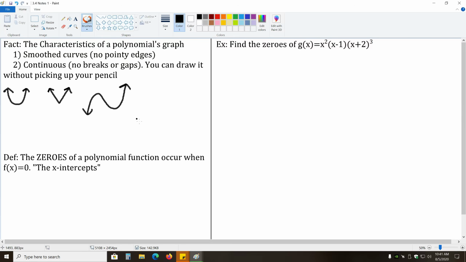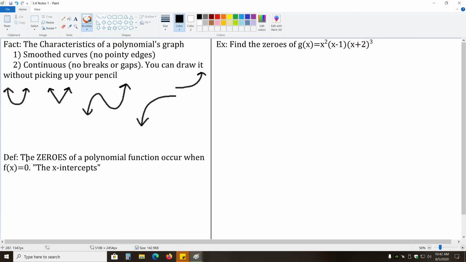But if I draw something that looks like this, this is not a polynomial, because even though it doesn't have any pointy edges, notice I had to stop drawing, pick up my pencil essentially, and then start drawing again. That is not continuous, it has a break in it, so we have to say that this is not a polynomial.